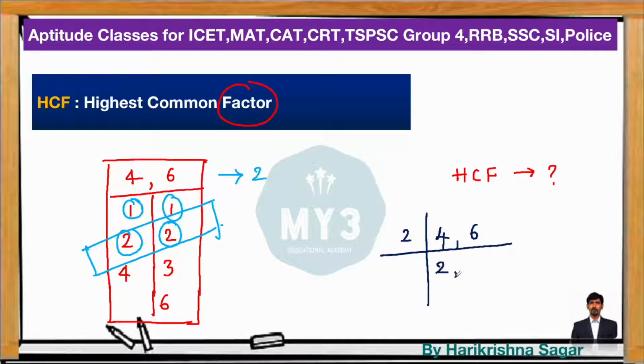2 2s are 2, 2 3s are 6. And whenever you get numbers which are uneven, meaning those numbers will not go in any other table other than 1, stop the calculation here. Take the number above. That is going to act as the HCF of the numbers. That means the HCF is going to be 2 here.